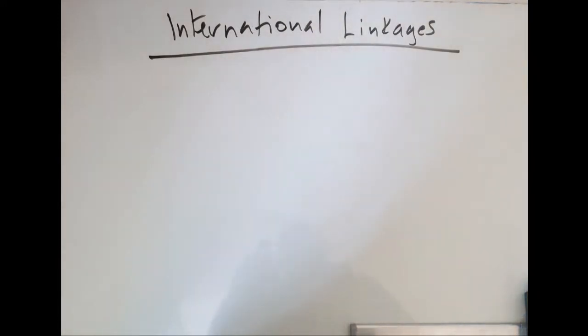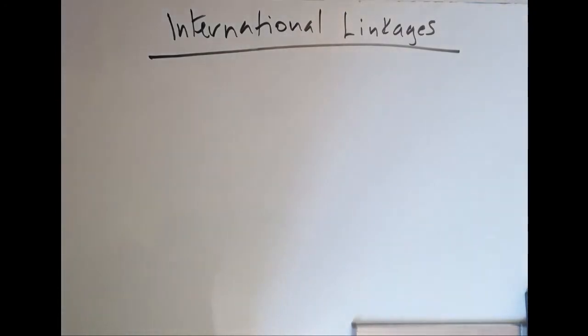Today we are looking at international linkages. So the idea is that we've been studying a closed economy and looking at domestic absorption. But today we are opening up the economy and allowing our economy to be linked to other economies. So how are we linked to other economies? We're linked to other economies through trade and also through finance. So we are going to start with the trade aspect.